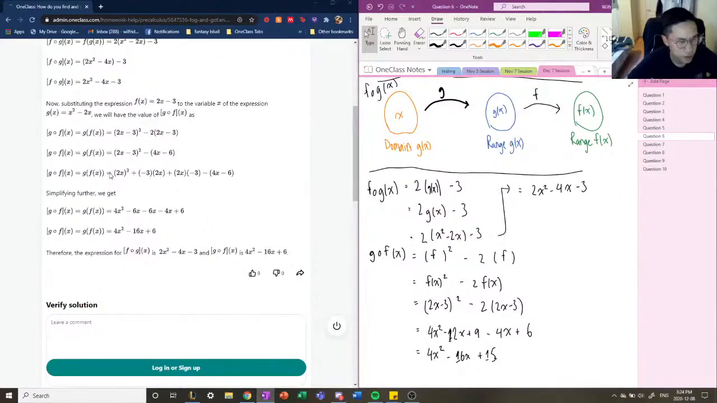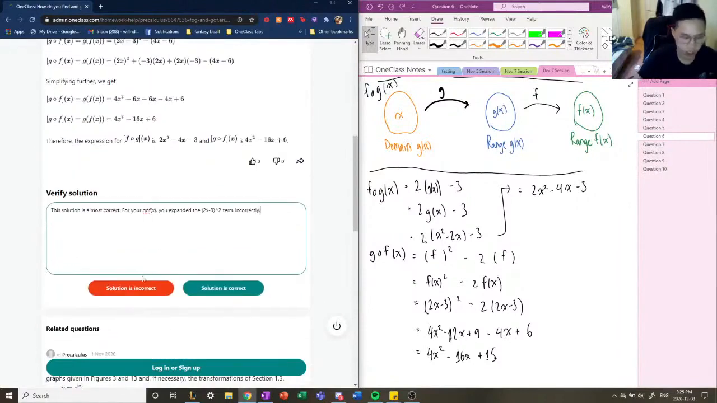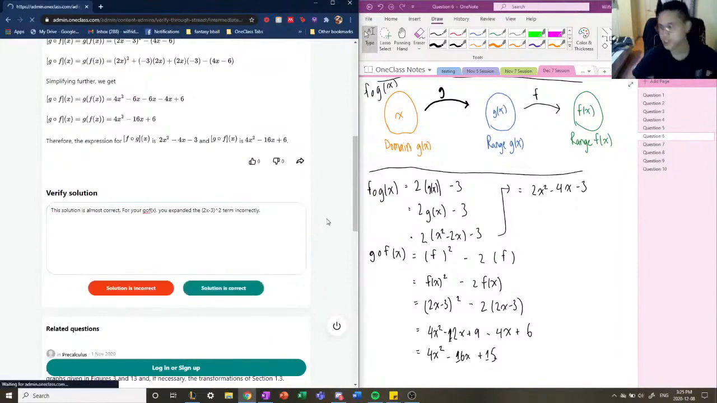So here the junior tutor forgot to write out the last term. They didn't include the 9 here, so that's why they have a 6 instead of a 15. So the solution is almost correct. For your g of f of x, you expanded the 2x minus 3 squared term incorrectly. And I almost expanded it incorrectly. That's why you always double check your work, guys.